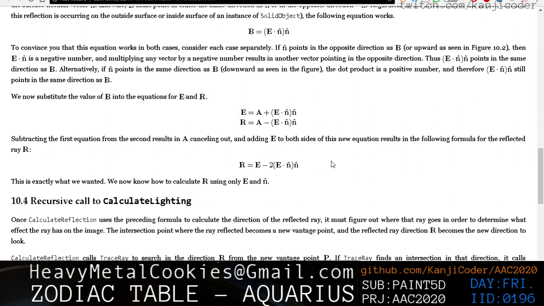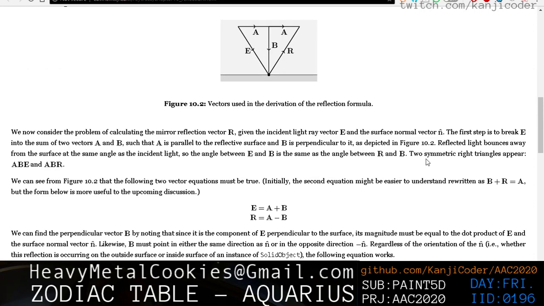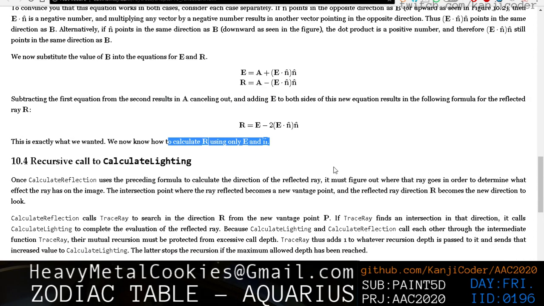Subtracting the first equation from the second results in A canceling out, and adding E to both sides of this new equation results in the following formula for the reflected ray. R equals E minus 2 E dot product N times N. This is exactly what we wanted. We now know how to calculate R using only E and N, which is what we want to do.